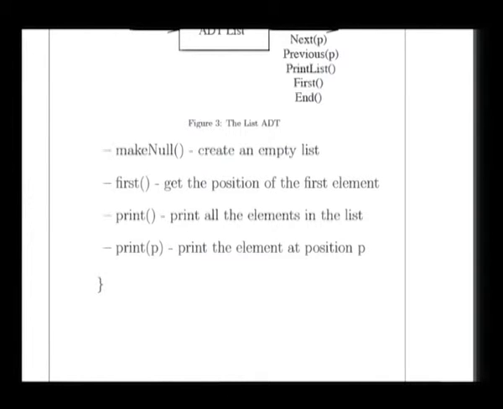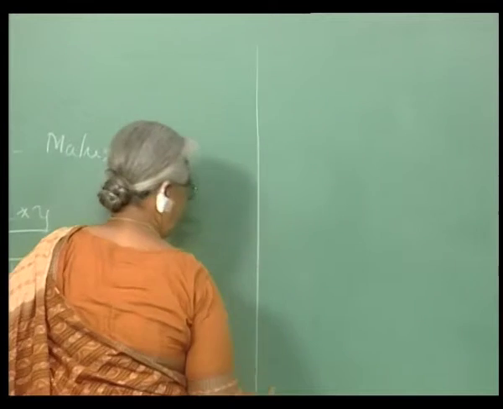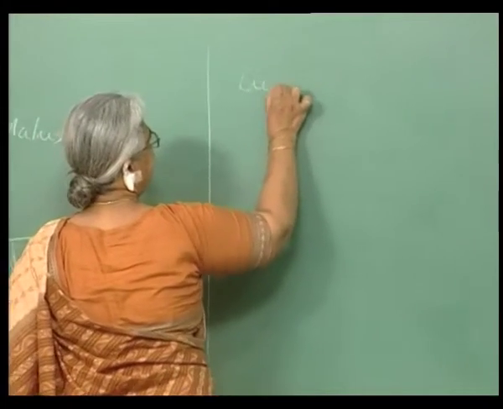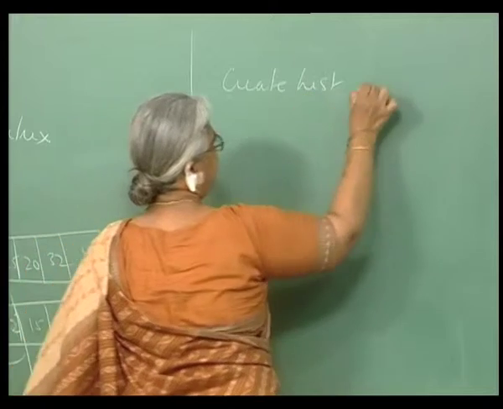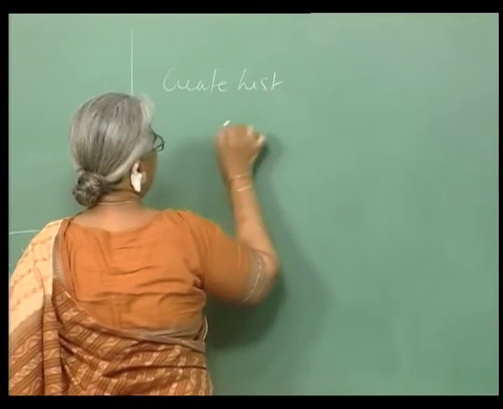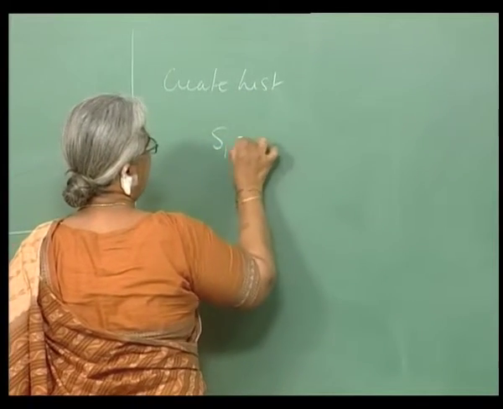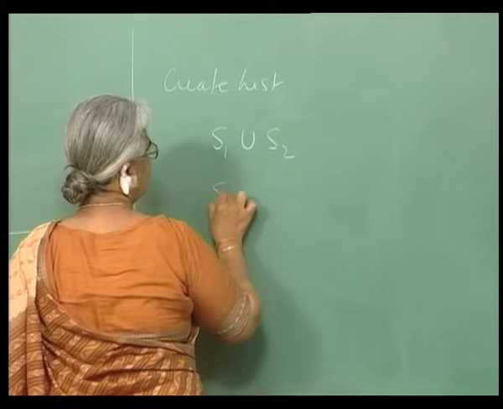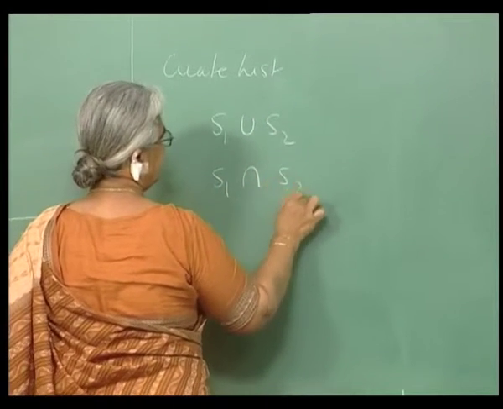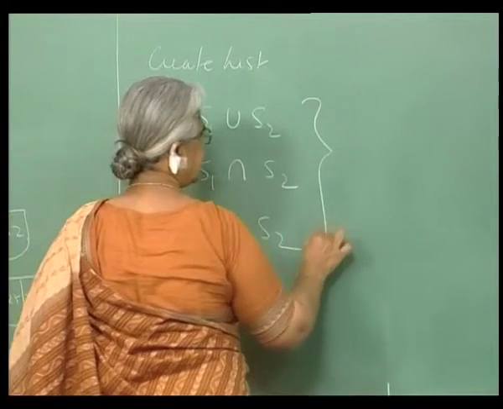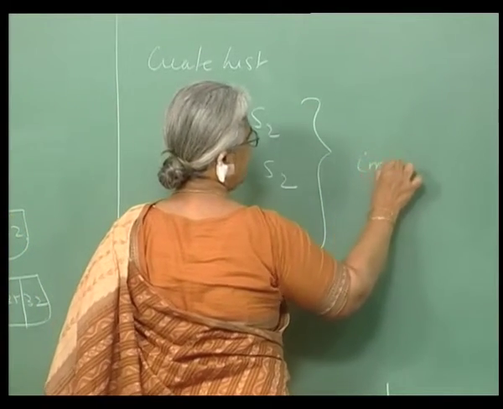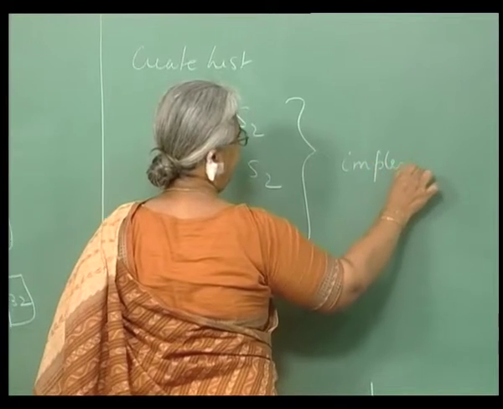We can create a list, let us say, for sets on which I want to perform S1 union S2, S1 intersection S2, and S1 minus S2. All these can be implemented using lists.